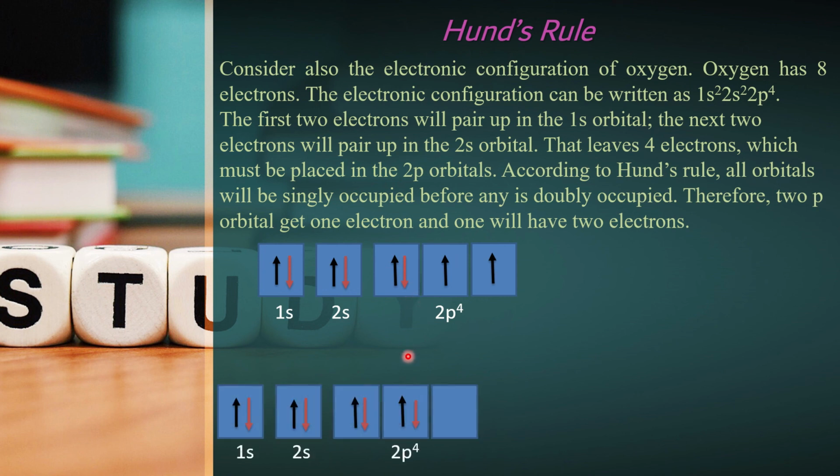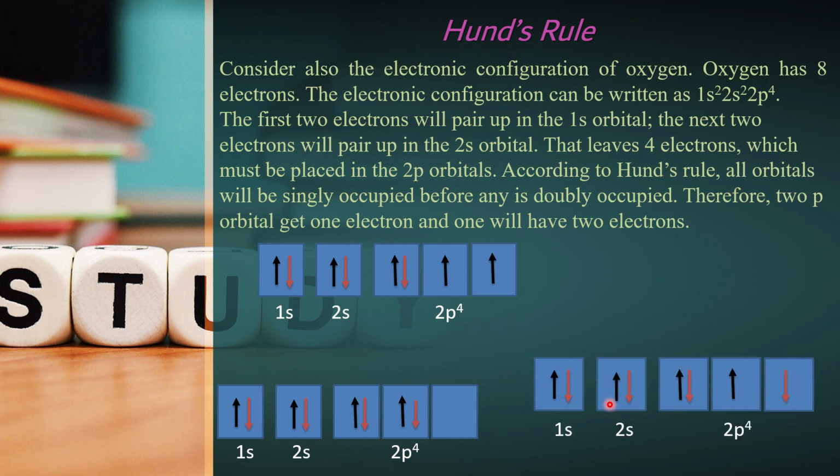Now look, this is also an electronic configuration of oxygen, but here the 4 electrons of the p subshell have gone into the px orbital 2 and the py orbital 2, but the pz orbital is vacant. This is also an electronic configuration of oxygen where the 4 electrons go as px2, py1 and pz1, but their direction is not the same.